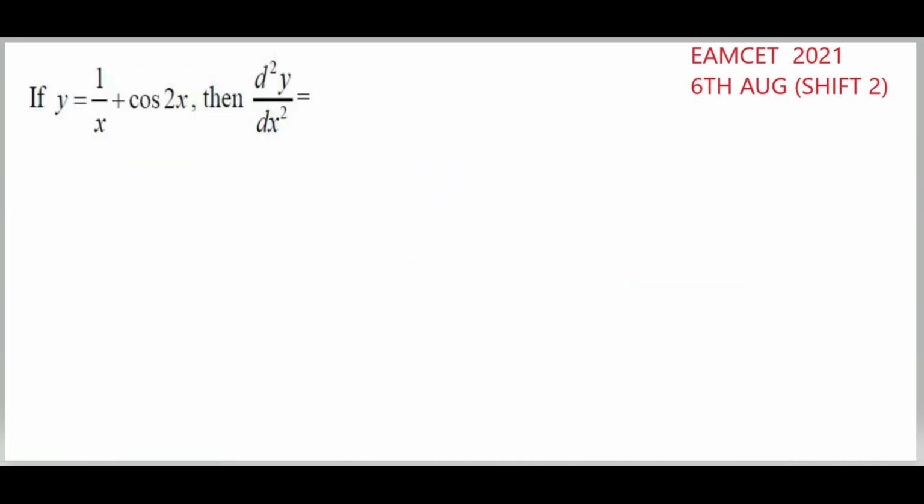If y is equal to 1 by x plus cos 2x, then d square y by dx square is? So here y is equal to 1 by x plus cos 2x. Take differentiation with respect to x, that is dy by dx is equal to derivative of 1 by x, that is minus 1 by x square, plus cos 2x differentiation, that is minus sine 2x into derivative of 2x which is 2, that is equal to minus 1 by x square minus 2 sine 2x.